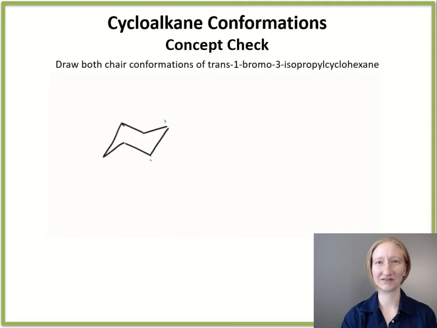I'll number the carbons, and then I'll place the groups on each carbon. First, I'll place the bromo group in the 1 position, and here I can place it up or down. I chose up. And now when I place the second substituent, the isopropyl group, I have to place it down because the stereochemistry is indicated as trans in the name. I have to place the second group on the opposite side of the ring from the first group.